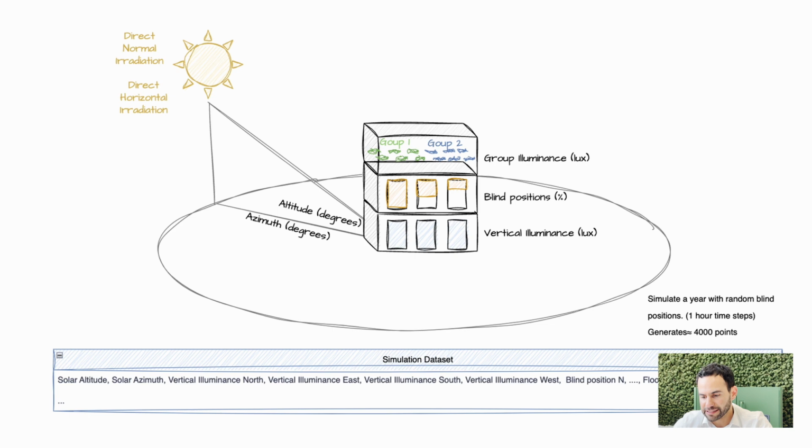That data set then has around 4,000 points after 1 year of simulation. That 1 year simulation will take 2 to 3 hours, and we keep around 4,000 points. That is because it's just the time when the sun has an altitude higher than 0, meaning during the daytime.